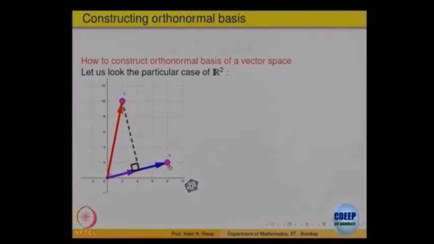These two are perpendicular: one is the original one, the other is obtained from the second one by removing the projection. I get a perpendicular one, and these two generate the same thing which the earlier ones were generating. So that is the basic idea. Given some vectors, the first one you take as it is. From the next one, remove the projection of this on that, and you get a second vector. Now you have two vectors which are perpendicular to each other and generate a subspace.